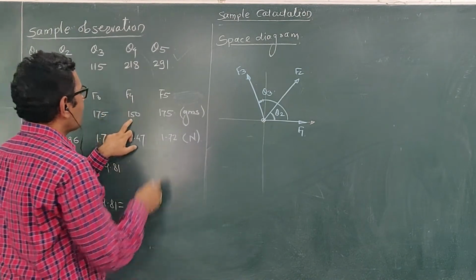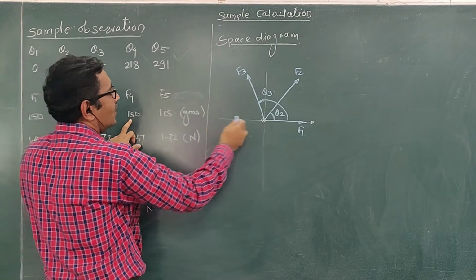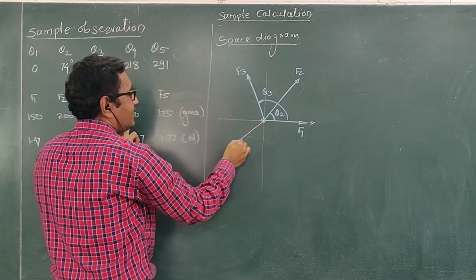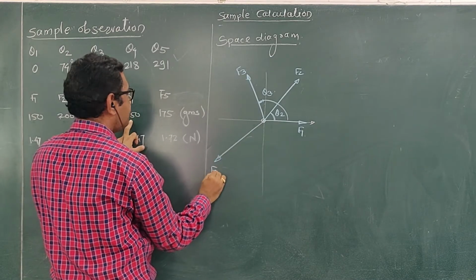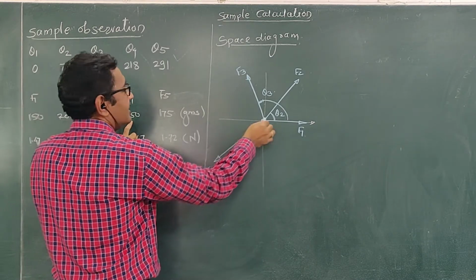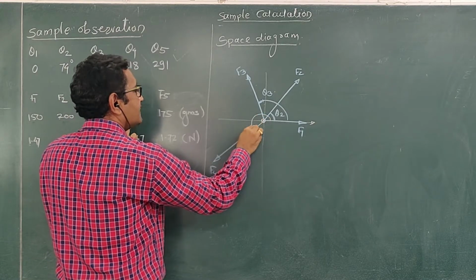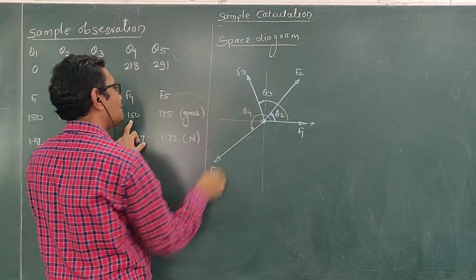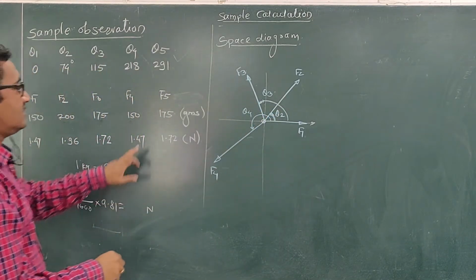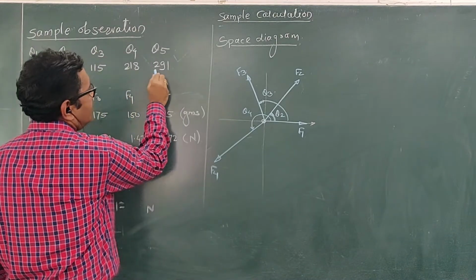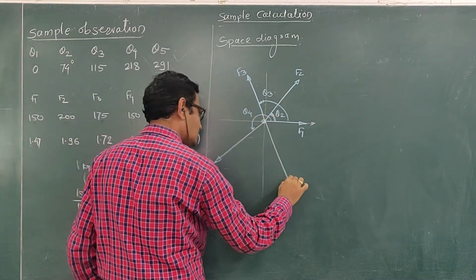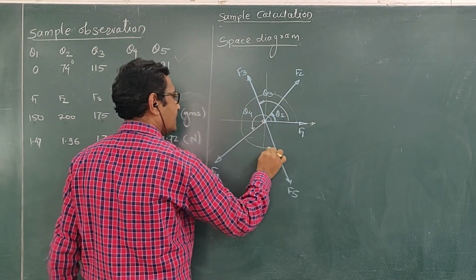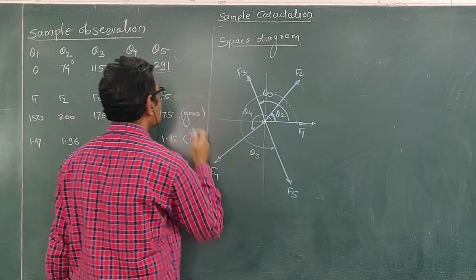Then the next force, F4, 150 gram, is inclined at an angle of 280 degrees. So this is 90, 180, 270. Approximately here, this is F4, 150 gram, inclined at an angle of theta 4 with respect to the positive x-axis. Here all angles are with respect to the positive x-axis in the anti-clockwise direction. And the fifth force is 175 gram, inclined at an angle of 291 degrees. So this is the fifth force, and this angle is theta 5, which is 291 degrees.